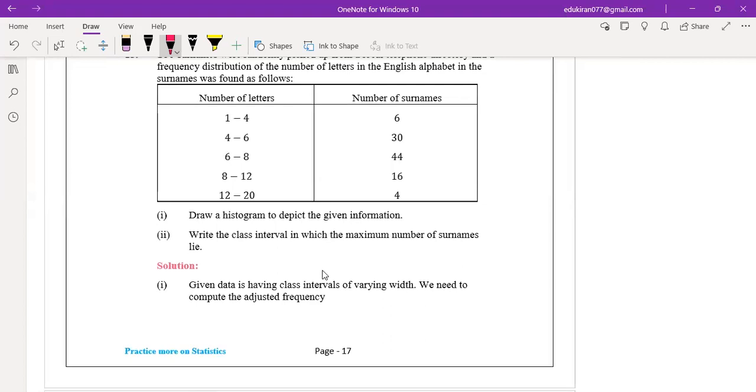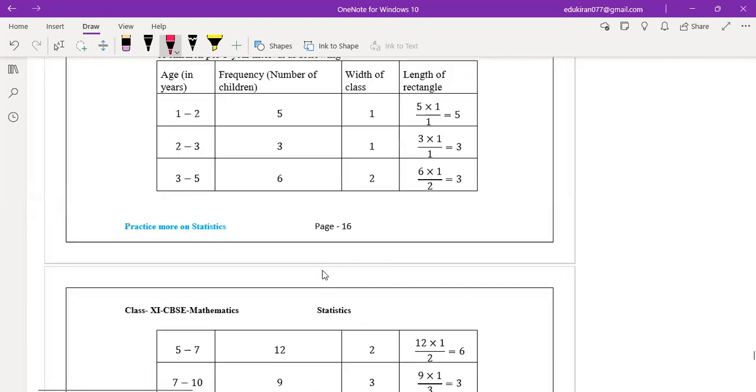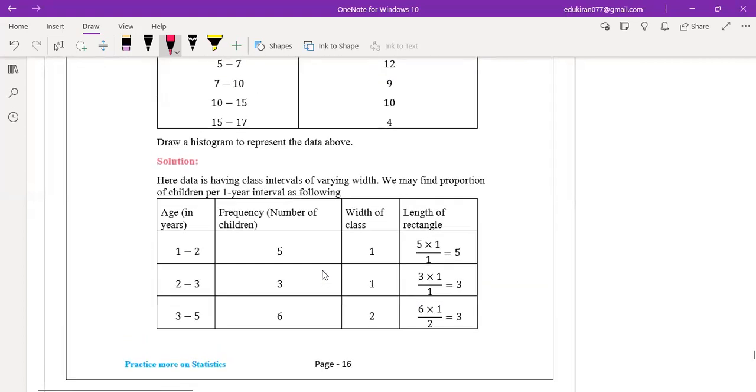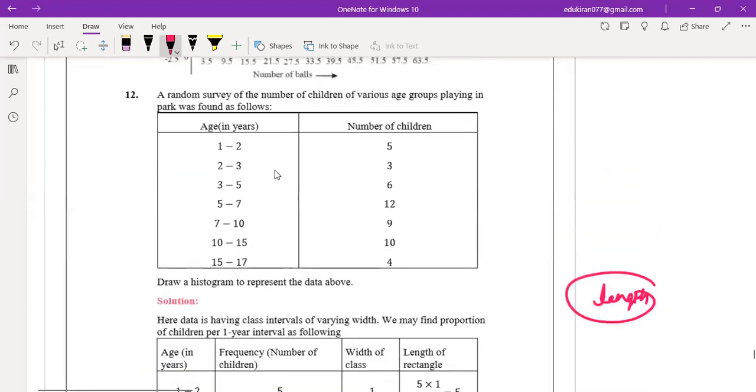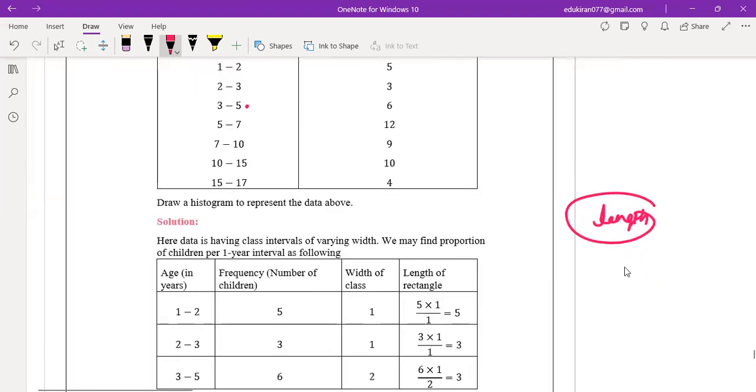So now the question comes is, you just do one other one, I'll give you as a homework, right? Now the question is, ma'am, how will I get to know whether I have to find the length of the rectangle or not? Over here, you can see in this question, 1 to 2, 2 to 3, 3 to 4, it should be, no? But it is 5. There is unequal interval of gap, right? So that's why you have to find the length.